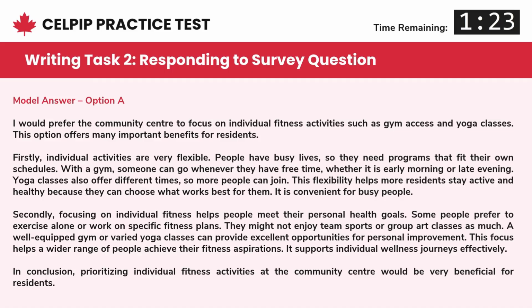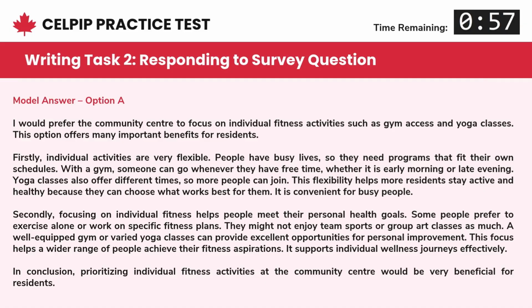This example shows a strong response to the CELPIP Writing Task 2 survey question. You can pause the video here to read the full answer if you need more time to review it. The writer clearly states their preference for individual fitness activities and provides two main reasons to support this choice. For instance, the answer explains how individual activities are very flexible and how they help people meet their personal health goals.